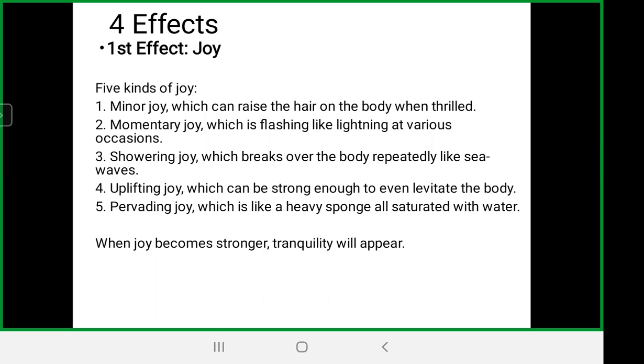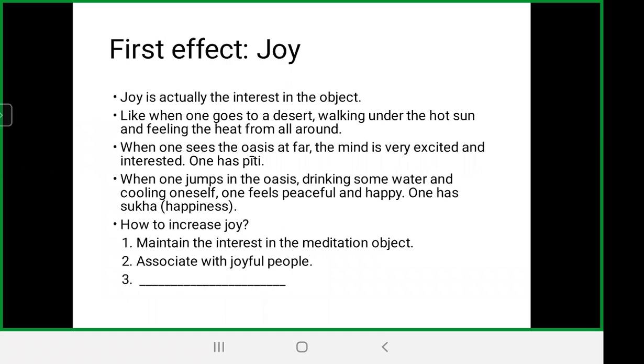But the key point is that when the joy becomes stronger, the next step, tranquility, will appear. Or sometimes joy and tranquility appear together. Maybe joy comes first, or tranquility. But tranquility should come later, because joy is the cause here.